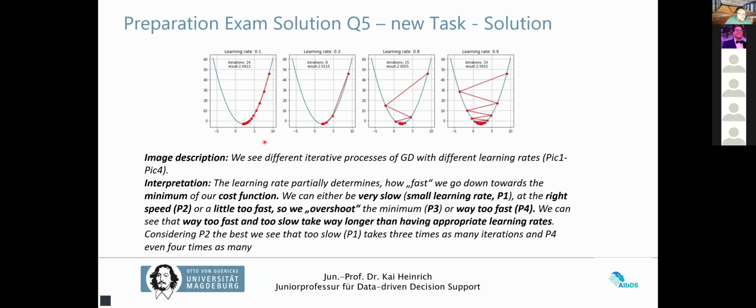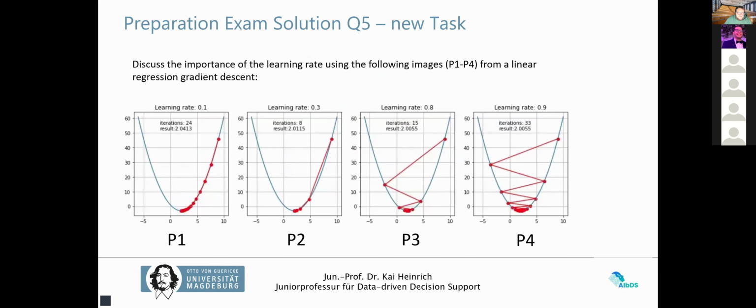The learning rate obviously plays a role. We can either be very slow with a small learning rate, P1, or at the right speed, P2, and then you have to interpret the speeds, or a little too fast, so we can overshoot the minimum, or way too fast. Sometimes the right answers are double, so it's not always a different case. I want to get out of your thinking that this has to be 4 completely different scenarios. P3 and P4 are pretty similar.